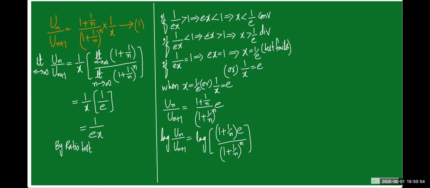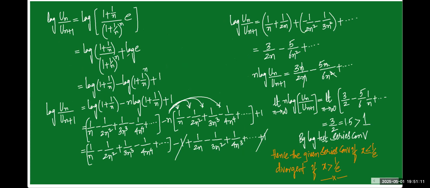Then we are going to put in place of X, 1 by E and 1 by X plus E. Then taking UN by UN plus 1, here again E comes. So apply log on both sides, log A plus log B formula, log A by B formula, log E value is 1 and log X expansion. After getting the expansion, multiplying with n, taking limit. Greater than 1 convergent, less than 1 divergent.